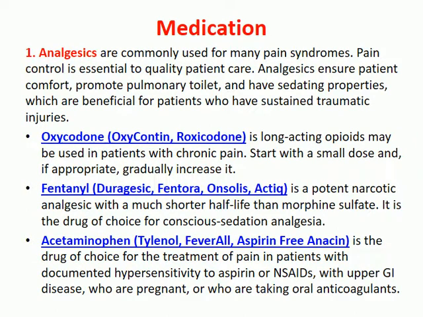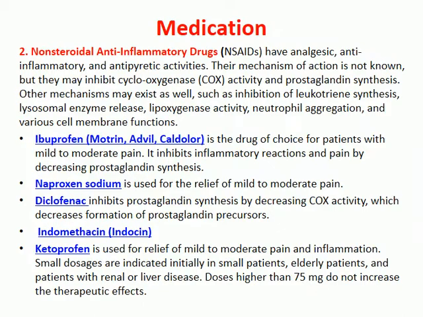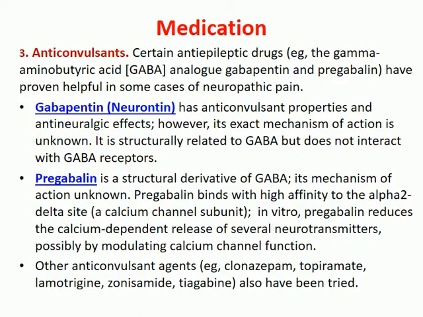Analgesics are commonly used for many pain syndromes. Pain control is essential to quality patient care. Analgesics ensure patient comfort, promote pulmonary toilet, and have sedative properties that are beneficial for patients who have sustained traumatic injury. They include oxycodone, fentanyl, and acetaminophen. Non-steroidal anti-inflammatory drugs have analgesic, anti-inflammatory, and antipyretic activity. Their mechanism of action is not known, but they may inhibit cyclooxygenase activity and prostaglandin synthesis. These include ibuprofen, naproxen sodium, diclofenac, and ketorolac.